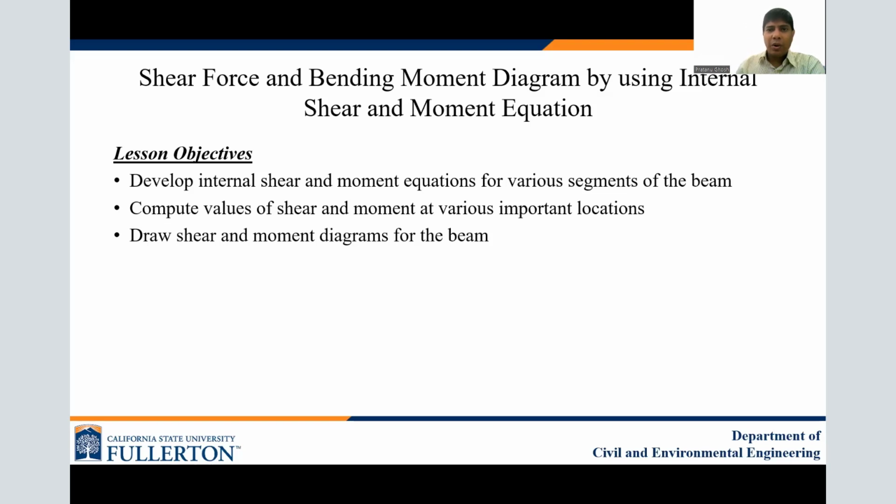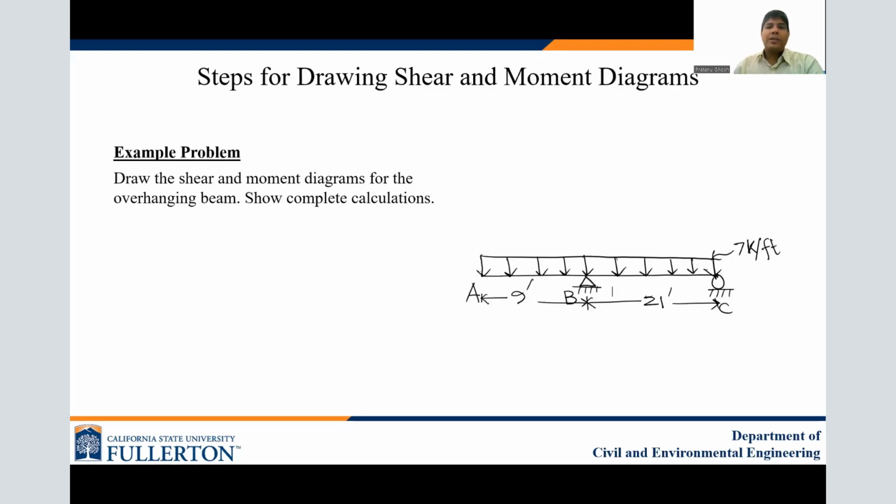So, to do so, we need to go to an example problem. So here is the example problem. So what are we having? We are having an overhanging beam, internal beam, external roller, and the other portion is overhanging, AB portion. A is the free end. So we have altogether 21 plus 9, 30 feet of span of the beam. We have to draw shear and bending moment diagram for this overhanging beam using internal shear and moment equation.